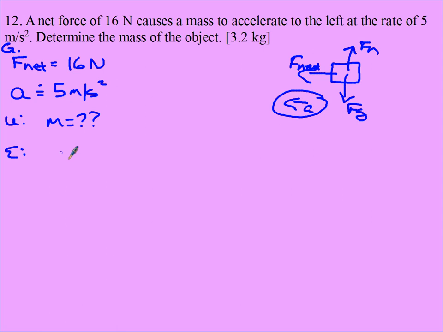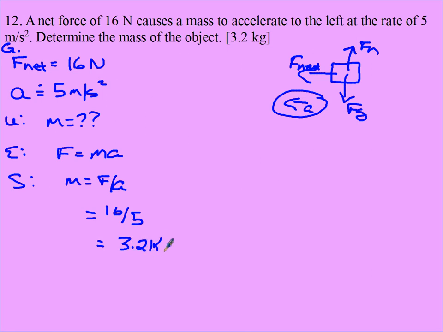My equation is F equals ma. Solve for mass. Mass is F divided by a. So the force is 16 and the acceleration is 5. So the mass is 3.2 kilograms. When I'm looking for mass, I'm not going to worry too much about the signs. I know my net force is technically negative, goes to the left. Acceleration is to the left.